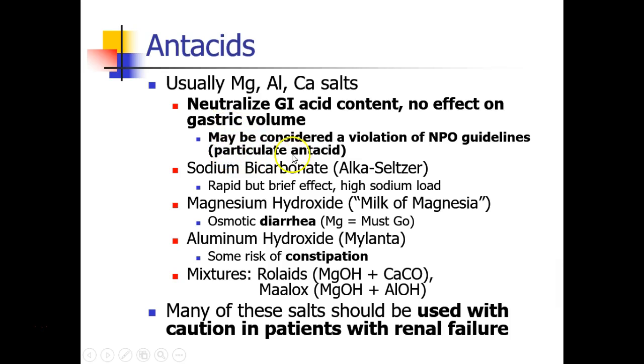These would be called particulate antacids because they are made of particles. There are many different kinds, including sodium bicarbonate, which is Alka-Seltzer, magnesium hydroxide, which is milk of magnesia, aluminum hydroxide, which is Mylanta, and then some mixtures like Rolaids and Maalox. In each one, you want to consider whether you want that specific ion, including sodium, magnesium, and so on, increased in this patient's body. And especially patients with renal failure should be considered very carefully before administering these salts.